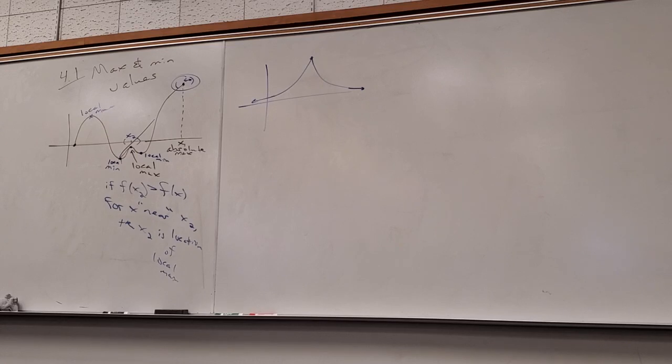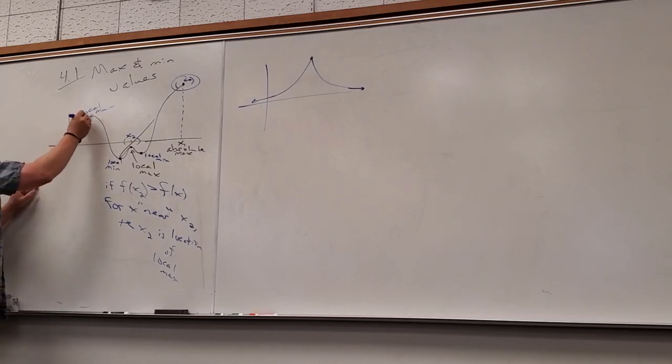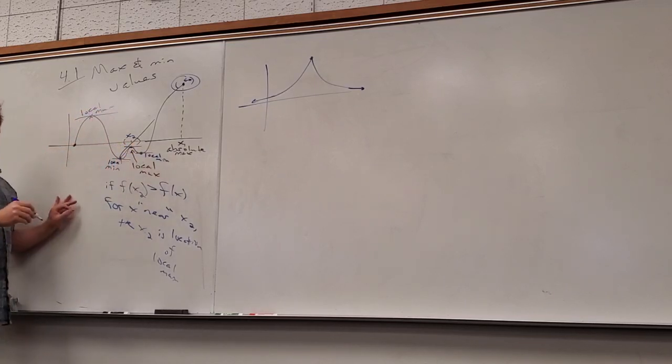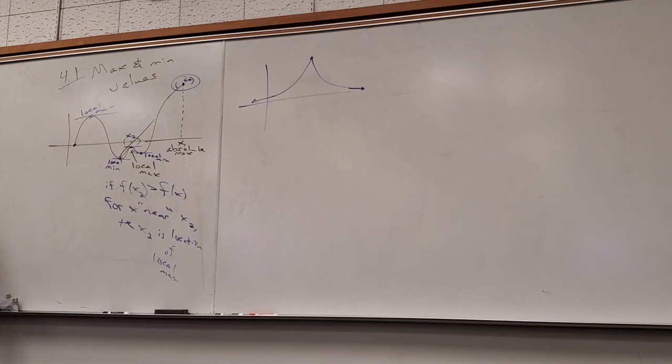Sure, the whole function is continuous. It's true. And they're differentiable, sure. What's true about the slope at those points? Zero. Yeah, the slope at every single one of these is zero. Is everybody still with me? That kind of makes sense.